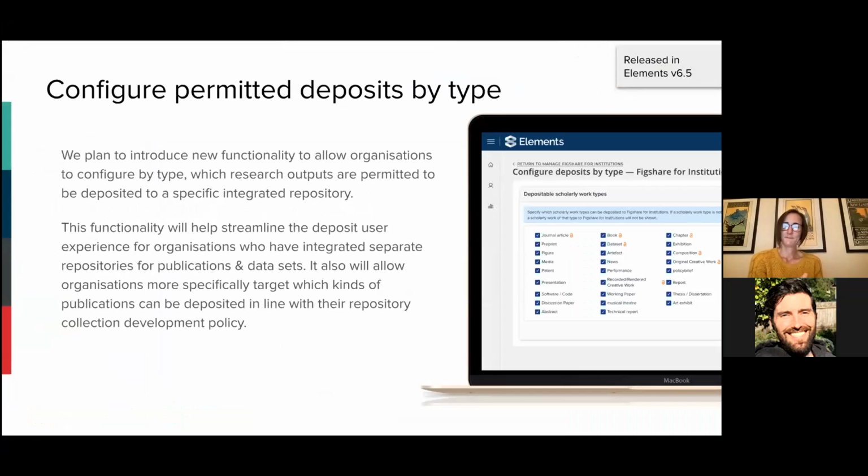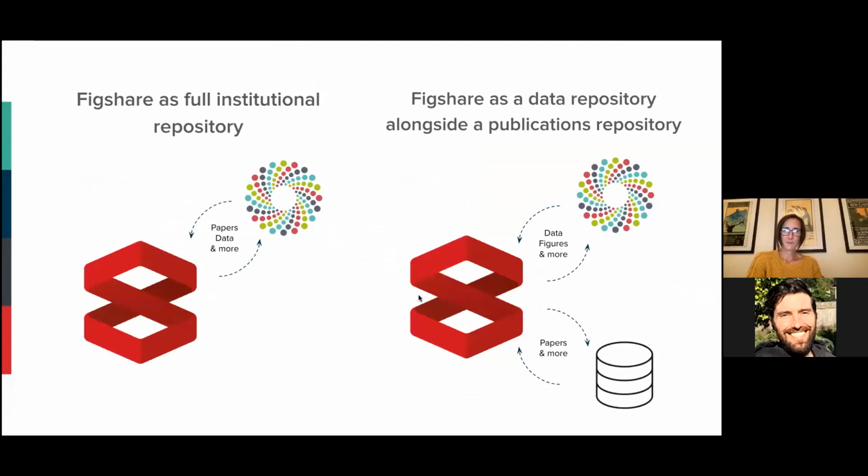So this is just a really quick mention for me as we're wrapping up, that feature that I was talking about earlier about the option to configure within Elements by type which items you want to target to which repository is particularly pertinent for organizations who are using Figshare and the Figshare integration, because it allows a couple of different modes for using Figshare with Elements. So if you click through to the next slide, Sue. I will do. Thank you.